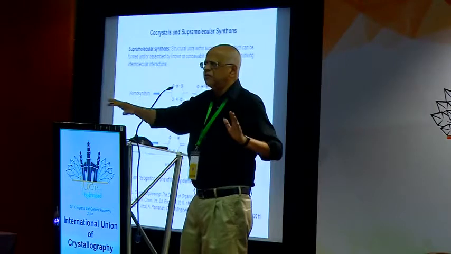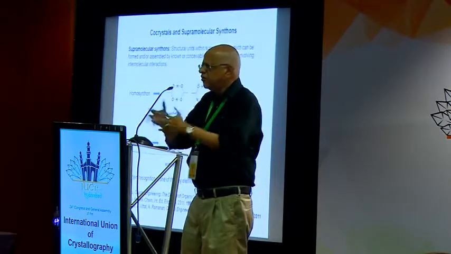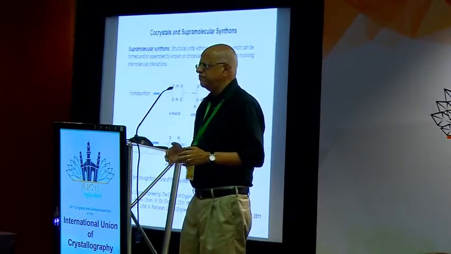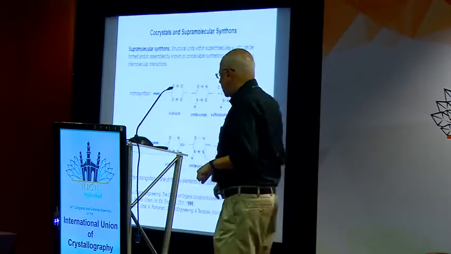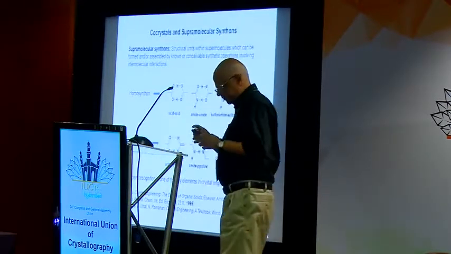Things come out when you start crystallizing. They don't come together. So when you want them to come together, you have to do something specific. That's what you use this synthon for. And how do you homologate?